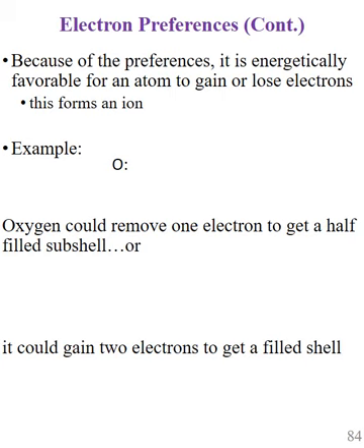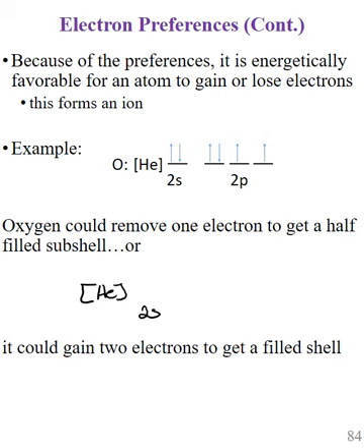Let's write the electron configuration for it. The noble gas before oxygen is helium. We have the 2s as well as the 2p that get filled. The 2s gets completely filled, and the 2p ends up with 4 electrons. So at first they're unpaired, and then they get paired up. Now one way that oxygen could get happy is we could remove one of those electrons. Okay, so if we remove one of those electrons, we'll end up with something like this.